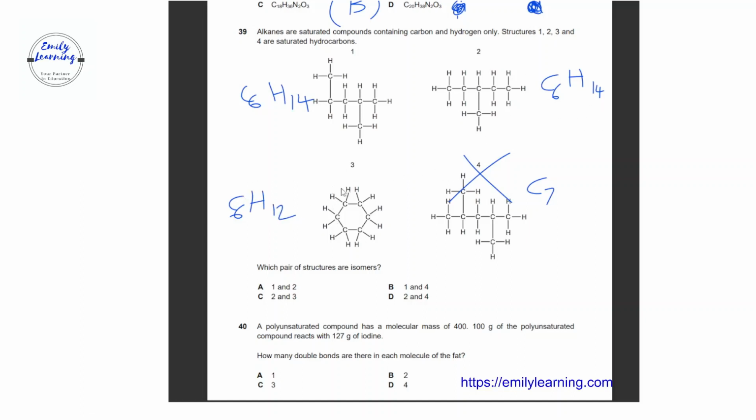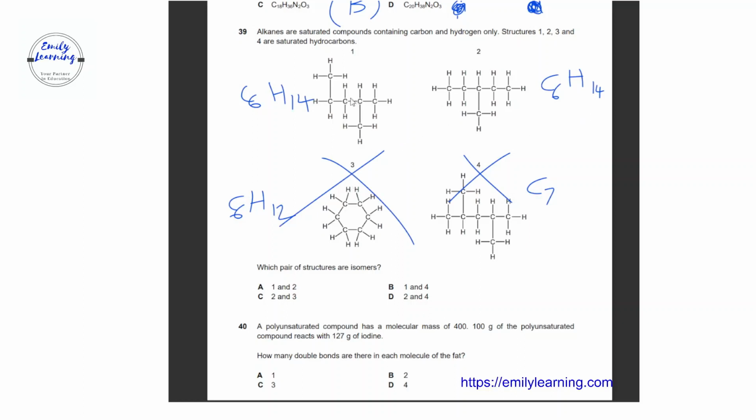Don't believe it, count it. 1, 2, 3, 4, 5, 6, 7, 8, 9, 10, 11, 12. There are 12. So 3 has a different formula from 1 and 2. So it cannot be an isomer, because it doesn't have the same molecular formula. And none of them have the same molecular formula as 3. So 1 and 2 are likely to be isomers.